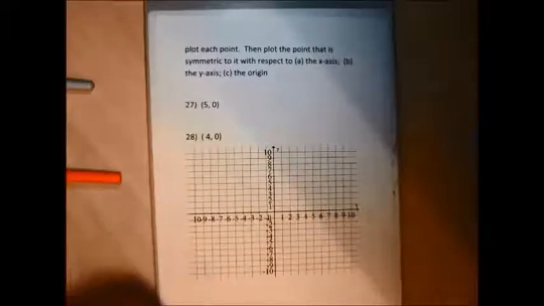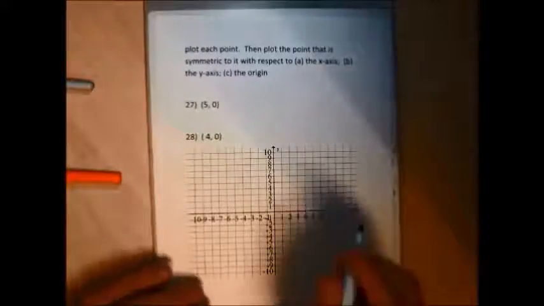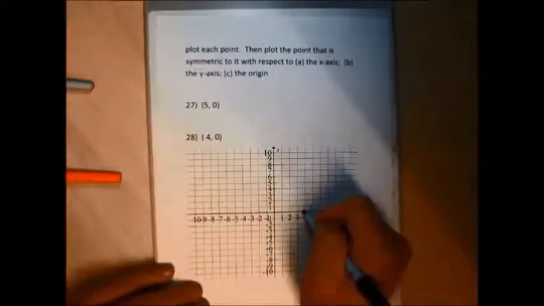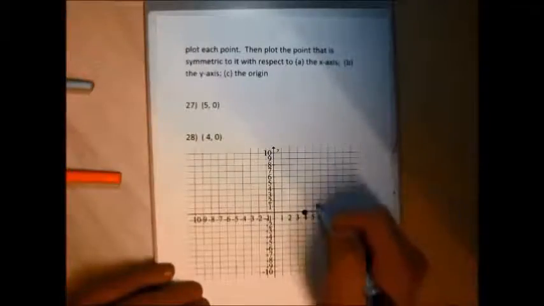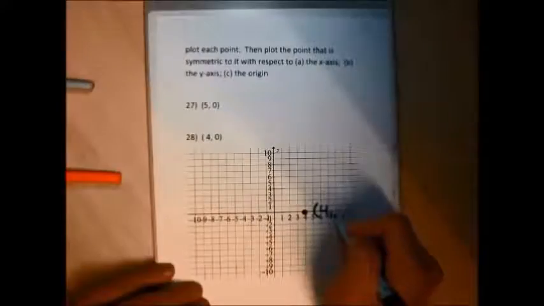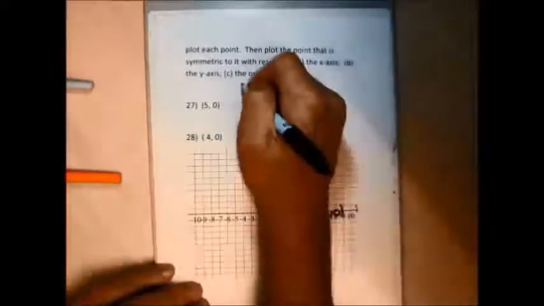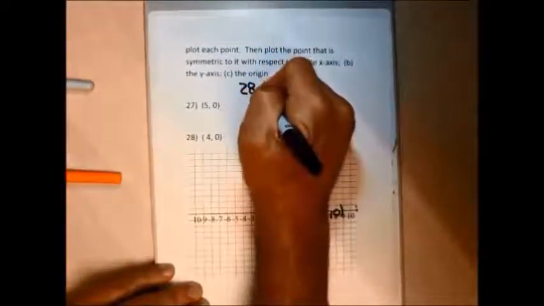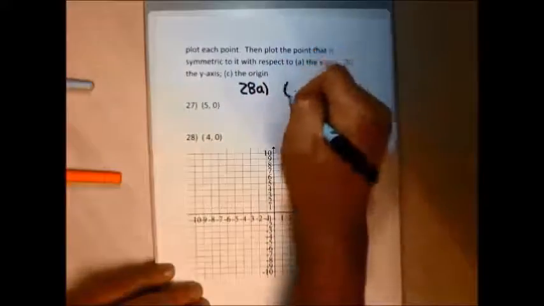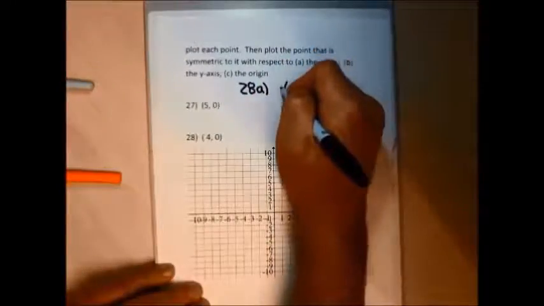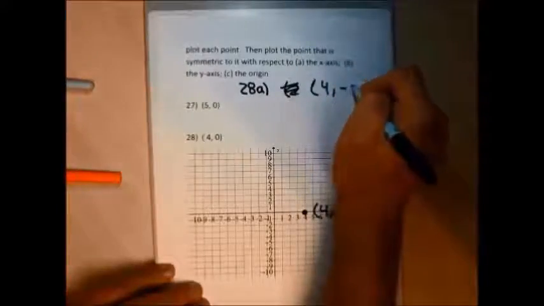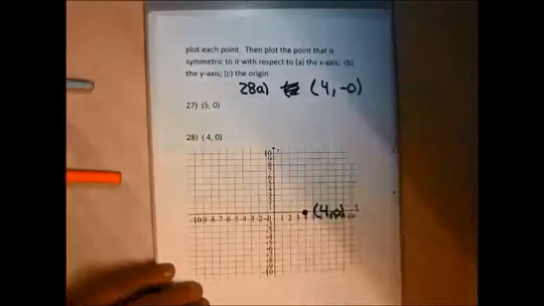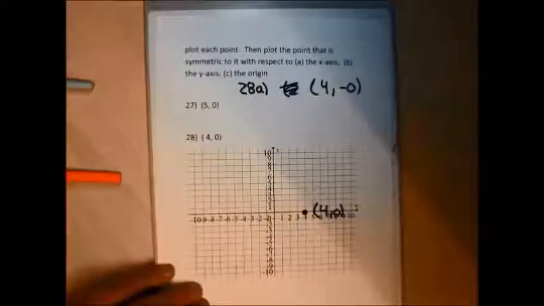28 is a little bit trickier because the point is sitting right on an axis. So for the initial part of 28, I'm going to plot the point, and it's (4, 0). For 28a, I'm supposed to change the sign of the y-coordinate. When I change the sign of the y-coordinate, I get the point (4, -0), because I'm changing the 0 to a negative 0.